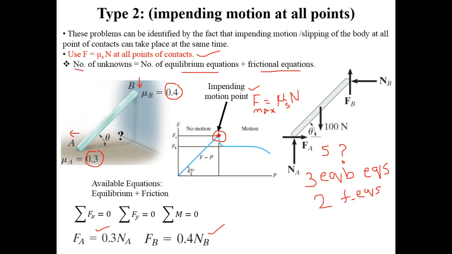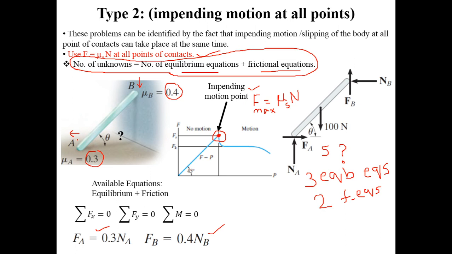So this point is satisfied, that the number of unknowns must be equal to the number of equilibrium equations plus friction equations for a type 2 problem. This is how you identify a type 2 problem: a clear indication of the type of motion will be specified. So in a type 1 problem, the number of unknowns should be equal to the number of equilibrium equations. For type 2 problems, the number of unknowns must be equal to the number of equilibrium equations plus the frictional equations, and a clear indication of the motion will be specified.